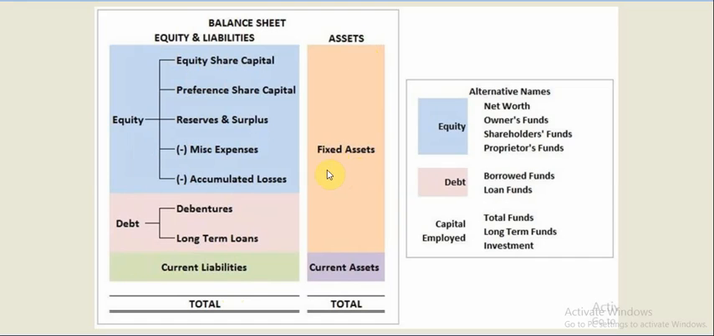On the asset side, first we have fixed assets. Fixed assets are those assets that are intended to be held by the company for a longer span of time, not a short span of time. Fixed assets include land, machinery, building, other factory premises, and long-term investments. All of those will come under fixed assets.